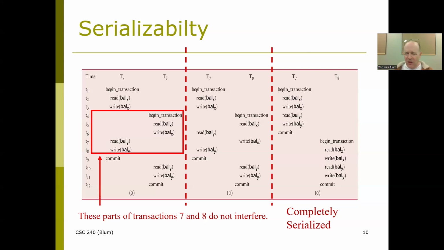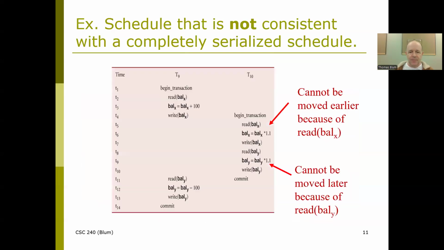And so, because transaction 7 is done with balance X by the time transaction 8 comes in, we can think of that as just moving 8 to happen completely after 7 is done. And so we say that this particular transaction is serializable. It has the same effect as if there's transaction 7 and it's done, and then transaction 8. So if two transactions are serializable, that means they have the same effect as if they were done completely in serial. Okay.